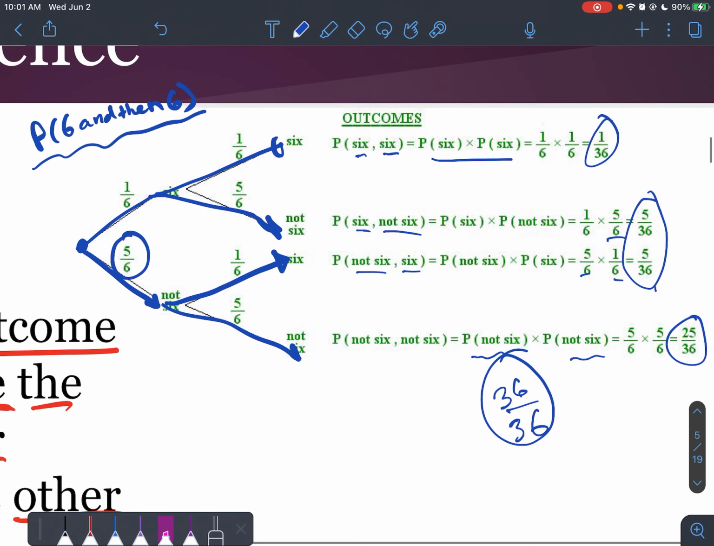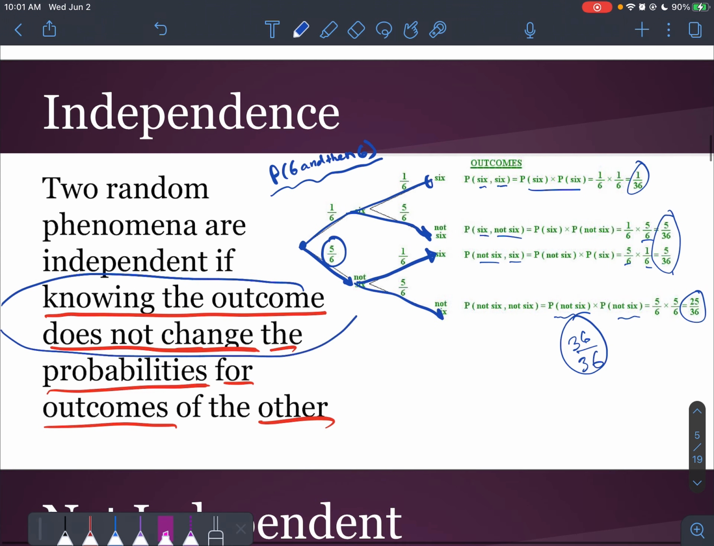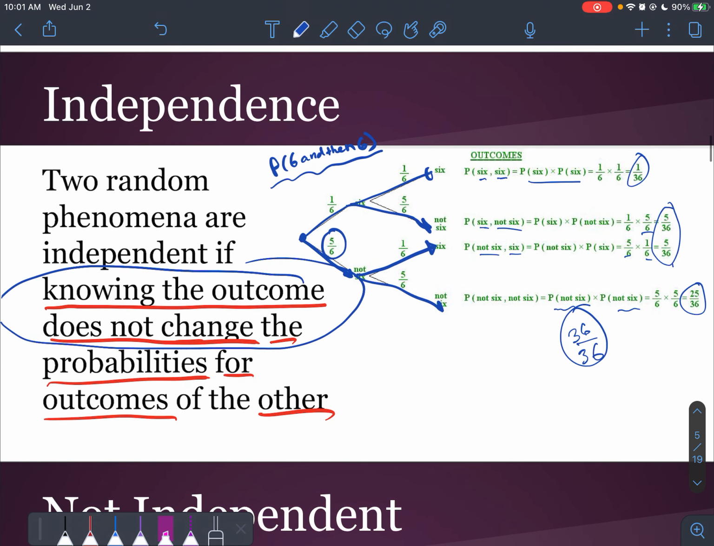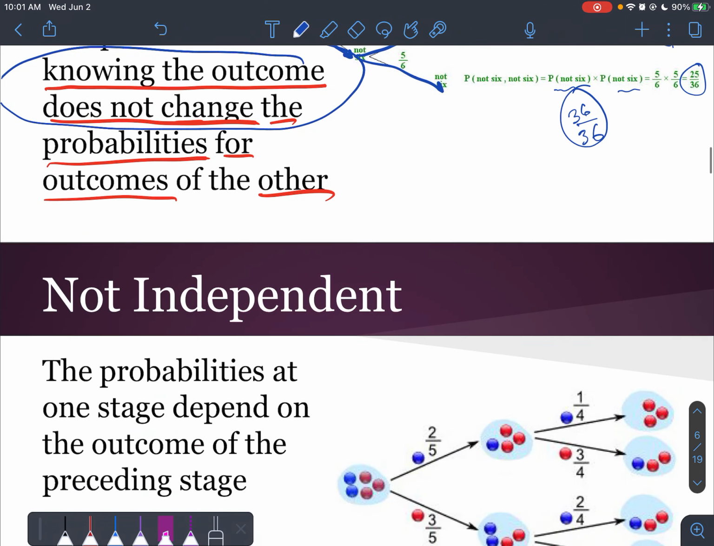So independence: knowing the outcome of one does not change the probabilities for the other. You can roll a die and say, okay, what number's coming up? And you don't have to say, well, it depends on what just happened, right? You can say, what's the probability of rolling a 6? It's the same every time. It's like flipping a coin.